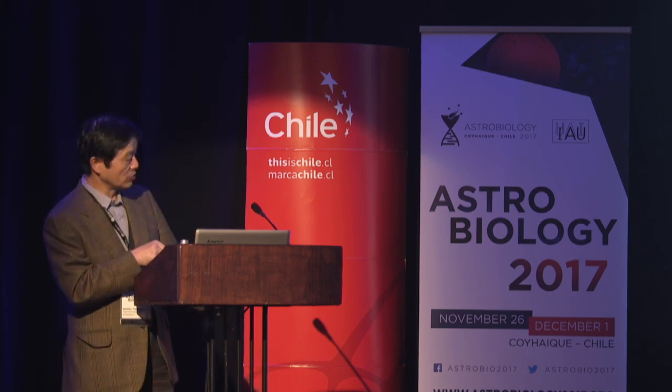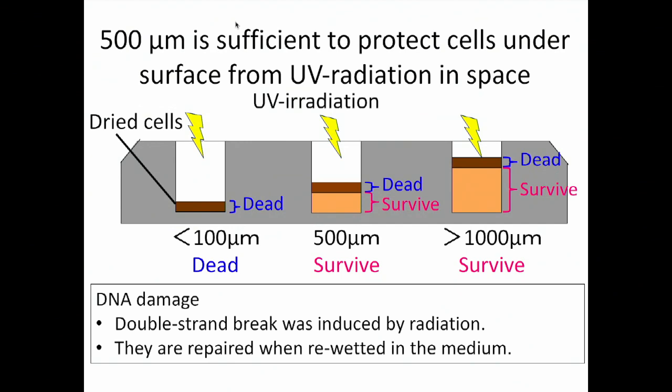And in conclusion of these experiments, 5 micrometer is sufficient to protect cells on the surface from UV radiation in space. So that if we have placed the dried cells and expose them to the space environment, 1 micrometer surface cells were dead. But covered by the dead cells, the cells lower than this was protected from the UV and other environmental factors. And double-strand break was induced by radiation, and they are repaired when re-wetted in the medium.